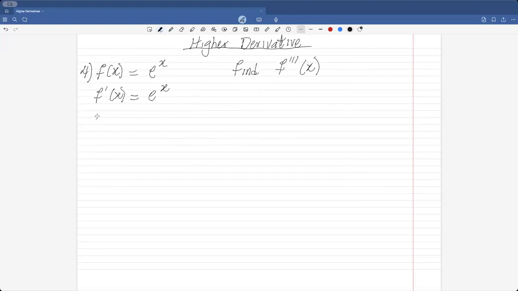We find the second derivative of e to the x, which is also e to the x. We find the third derivative of the second derivative, which is e to the x. And the answer is what? e to the x. And that is it for this problem.